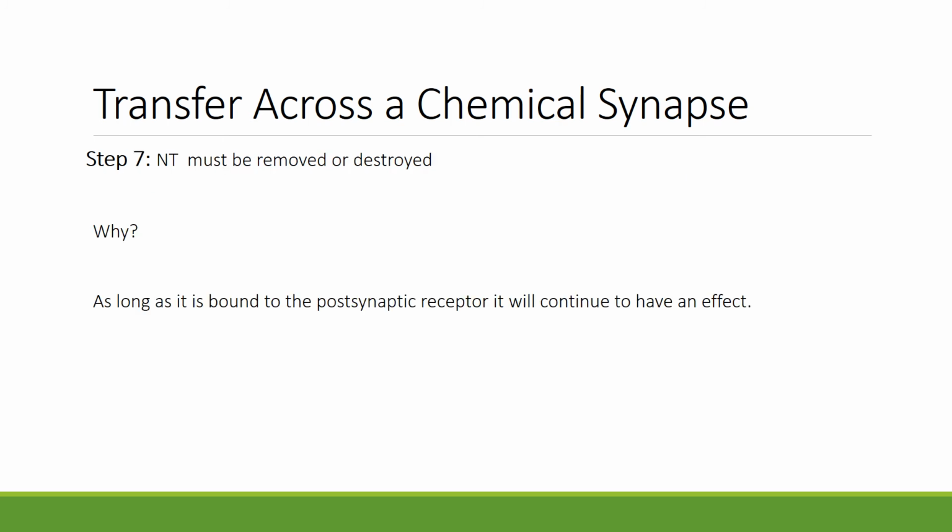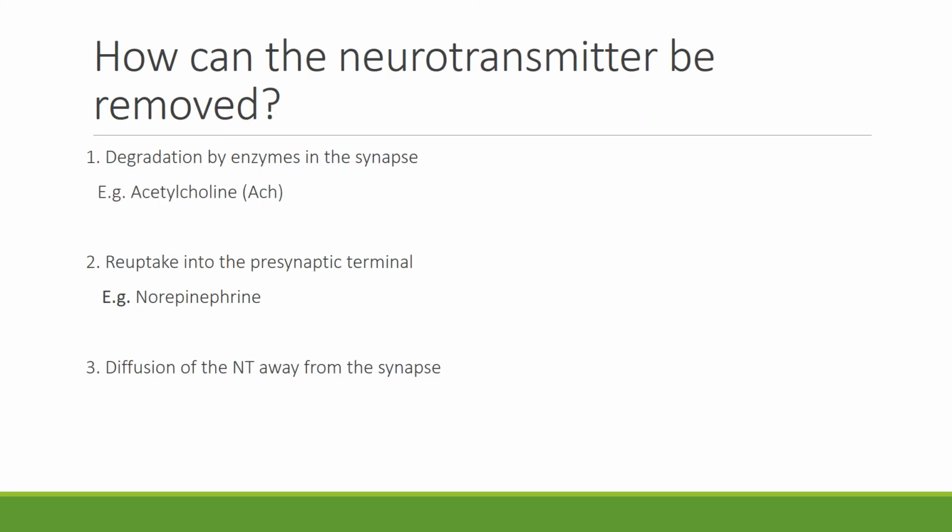Step 7. The neurotransmitter must be removed or destroyed, and the reason is, as long as it's bound to the postsynaptic receptor, it's going to continue to have an effect. So how do we remove the neurotransmitter? Well, it depends on which neurotransmitter it is.